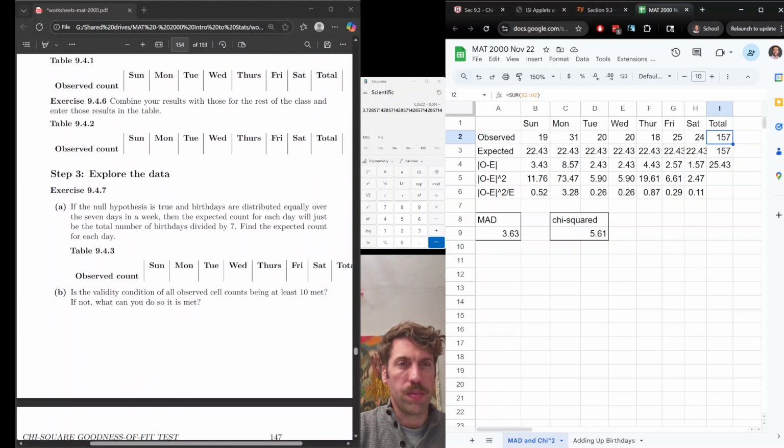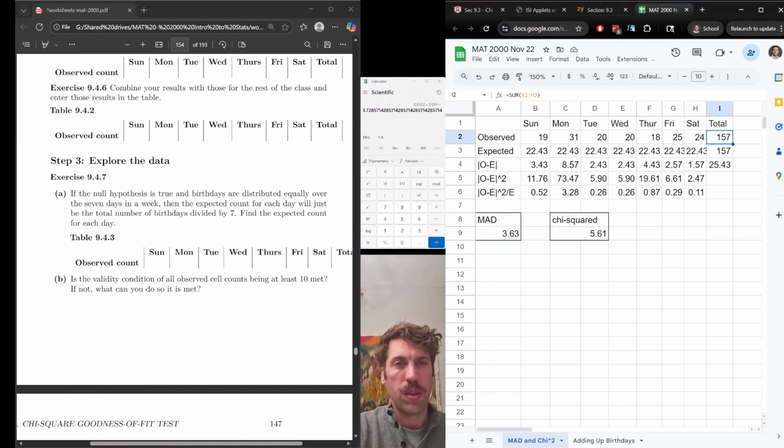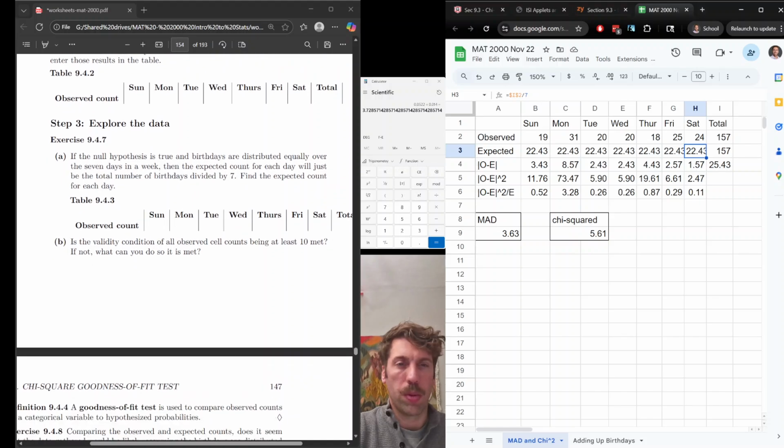For number 7, if the null hypothesis is true and the birthdays are distributed equally over the 7 days in a week, then the expected count for each day will just be the total number of birthdays divided by 7. You see here, this equation is the total number of birthdays divided by 7. It's got the dollar sign, so I could drag it over and have them all be the same. So it's 22.43 all the way across. For your homework, for your data, you're going to fill that in there.